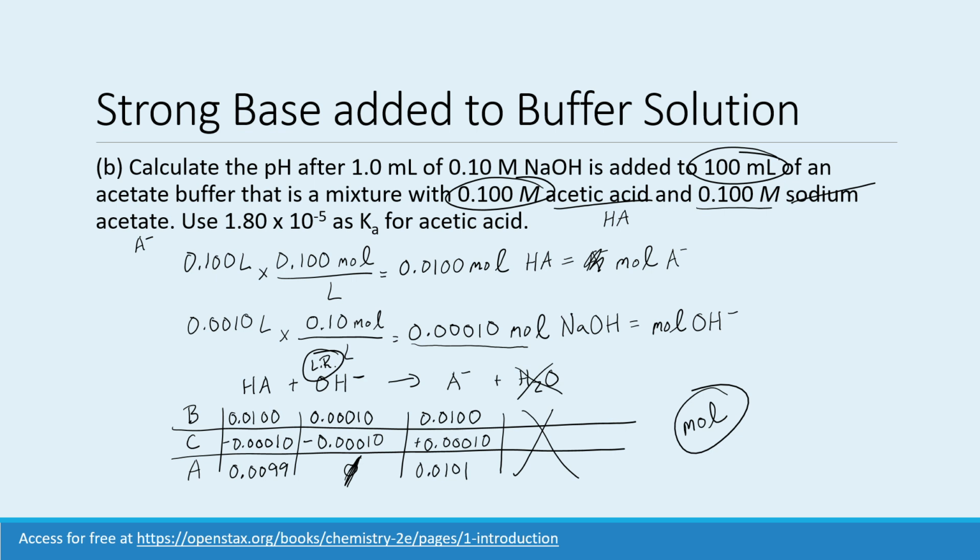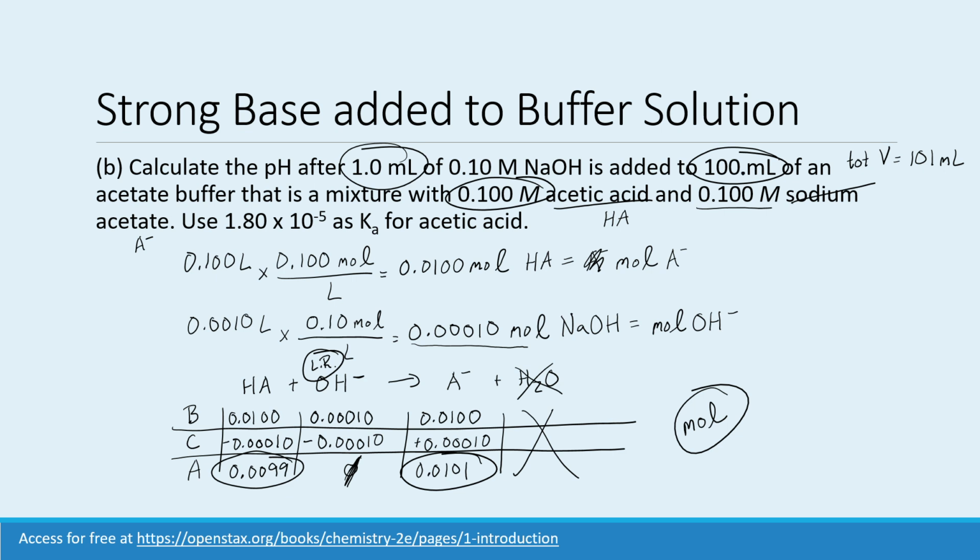But what that does give us is the moles of our weak acid and our weak base in this buffer solution so that we can use it in the Henderson-Hasselbalch equation. So what we care about are those two values that we got in the after, but of course those are in moles, so we've got to figure out what they are in concentration. And so we need to divide by the total volume. We've got 100 milliliters of the buffer solution, and we added a milliliter of the sodium hydroxide. So total volume there will be equal to 101 milliliters.